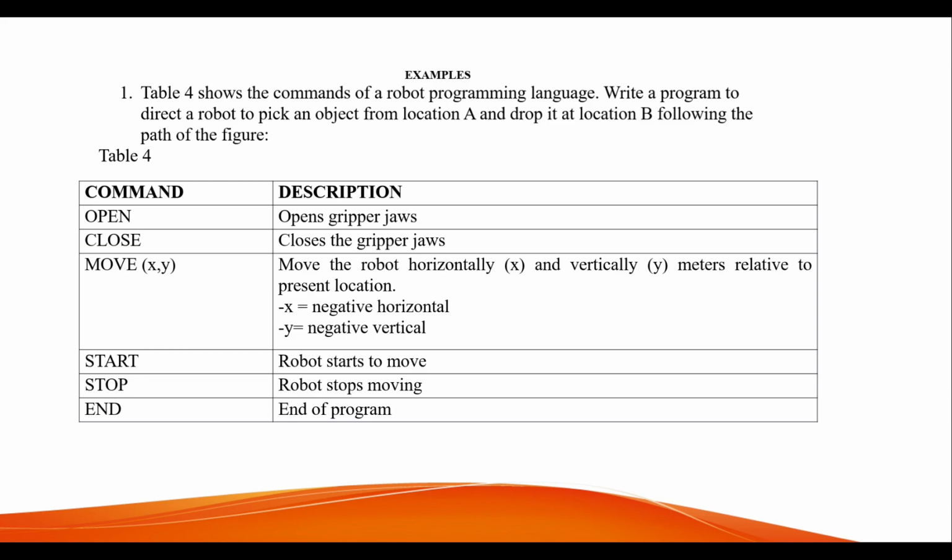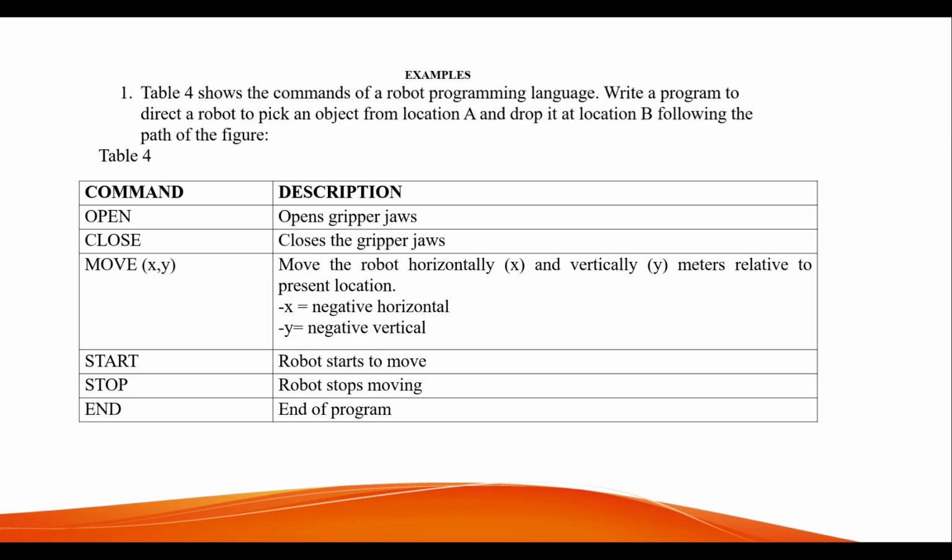You are told that Table 4 shows the commands of a robot programming language. Write a program to direct a robot to pick an object from location A and drop it at location B, following the path of the figure. There is a table here having a command and a description. The table is just used as a guide for the programmer on which types of commands he's supposed to use in order to enable that robot to move from one point to another. So this is just a guide.